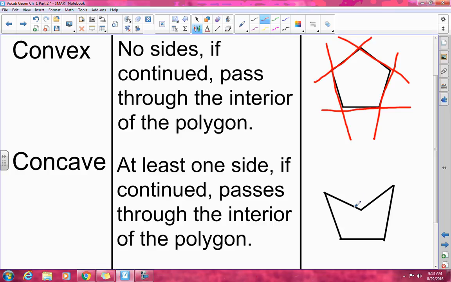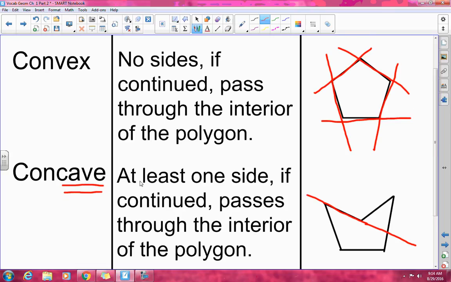If a polygon's not convex, it's probably concave. And concave means that at least one side, if continued, passes through the interior of the polygon. So this one, if I continue this edge of the polygon, this side right here, it goes through the middle of my shape. So that's how we know it's concave. And I also like to describe it as there's kind of a little cave inside my shape. That's how I remember concave. If there's a cave in the polygon, it's concave. So a polygon can be convex or concave.